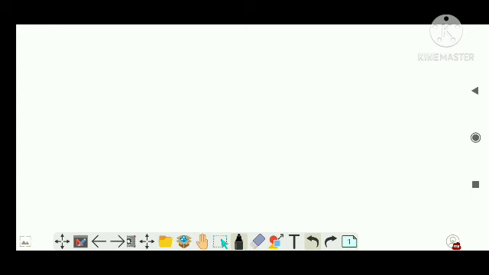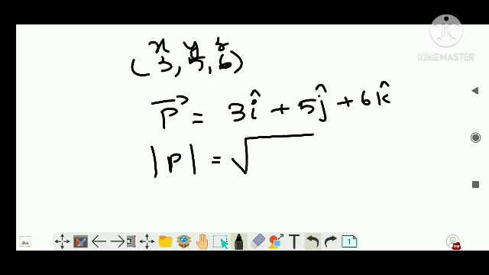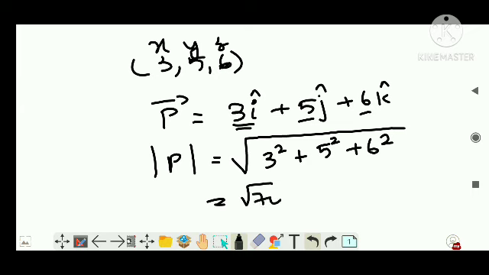Suppose the position of a body is given as 3, 5, 6, and you are asked to write it in vector form. That means this is x, this is y, and this is z component. So the position vector I will write as 3i cap plus 5j cap plus 6k cap. If you are asked what is the magnitude of this p, root of 3 squared plus 5 squared plus 6 squared. You will get root 70. That is the magnitude of p.